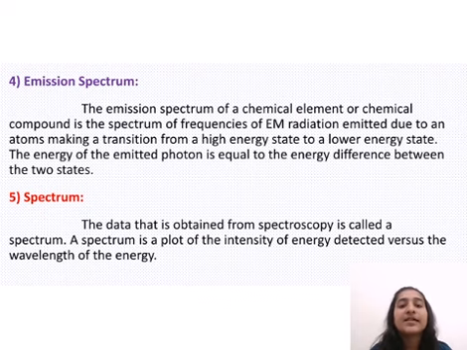Spectrum. The data that is obtained from spectroscopy is called a spectrum. The spectrum is a plot of intensity of light energy detected versus wavelength of the energy. In spectroscopy, there are various types: ultraviolet and visible spectroscopy, infrared spectroscopy, emission spectroscopy, absorption spectroscopy, molecular spectroscopy, etc.